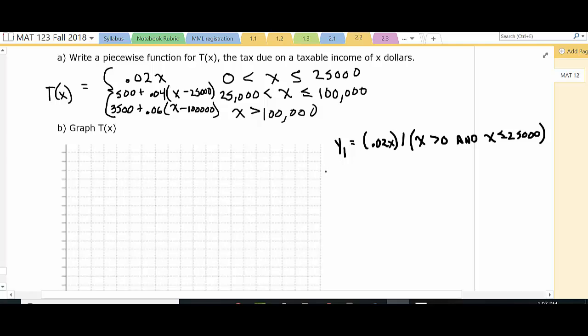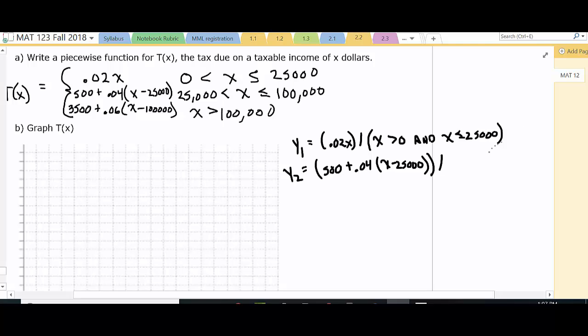Okay, Y2. What you put in Y2 is you put parentheses 500 plus 0.04 times x minus 25,000, close parentheses, and you got to double up on those parentheses because the whole thing's got to be in parentheses, then division, and then this is going to go like this. You're going to do the same thing. You're going to say x is greater than 25,000, and at the same time, x is less than or equal to 100,000 like that. Okay, so that's how that would go.